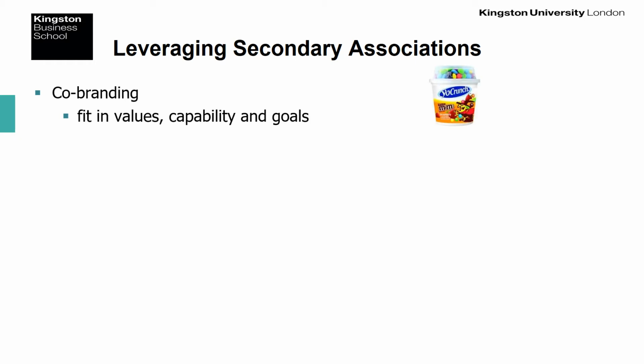So a good example there would be Yo Crunch, yogurt with crunchy ingredients. Here using M&Ms as the crunchy ingredient. So you've got two brands co-branding, Yo Crunch and M&Ms. They have a perfect fit in capability. Yo makes the yogurt, M&Ms make the crunch. So it's a brand co-branding marriage made in heaven. And Yo has actually partnered with a range of famous brands of crunchy things. Here we can see Oreos as well.